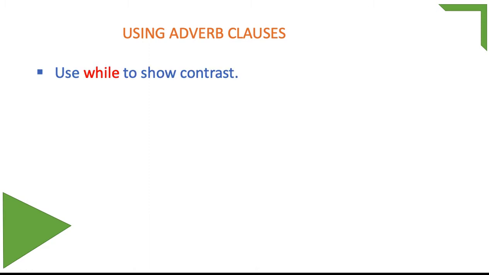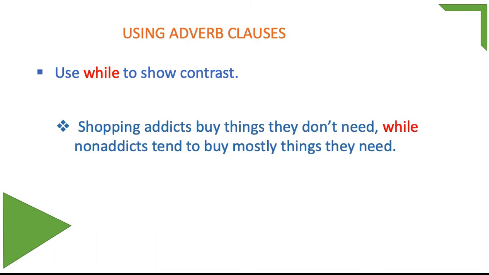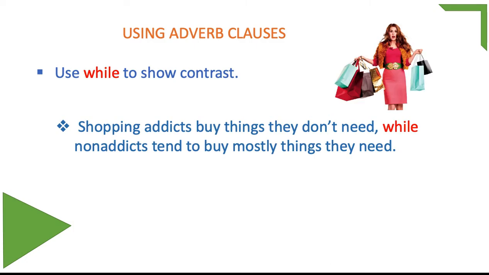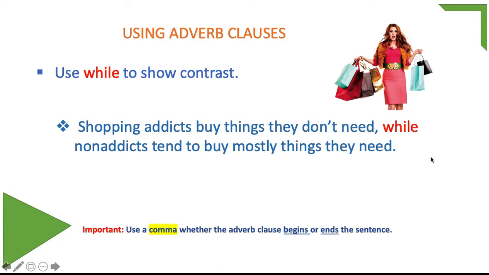We use while to show contrast. Yeah, like even though, like although, right? We use while to show contrast. For example, shopping addicts buy things they don't need, while non addicts tend to buy mostly things they need. Notice the comma. So we have to use a comma whether the adverb clause begins or ends the sentence when they show contrast.